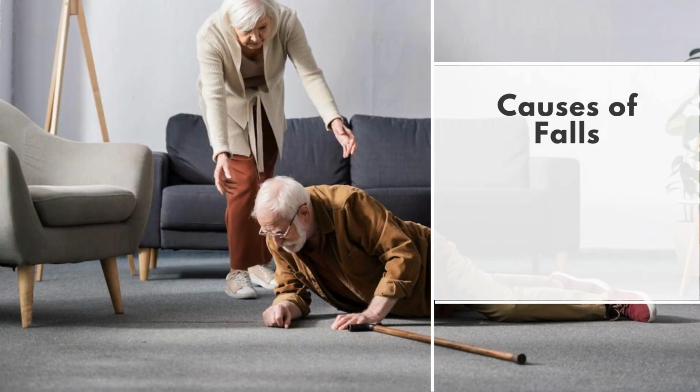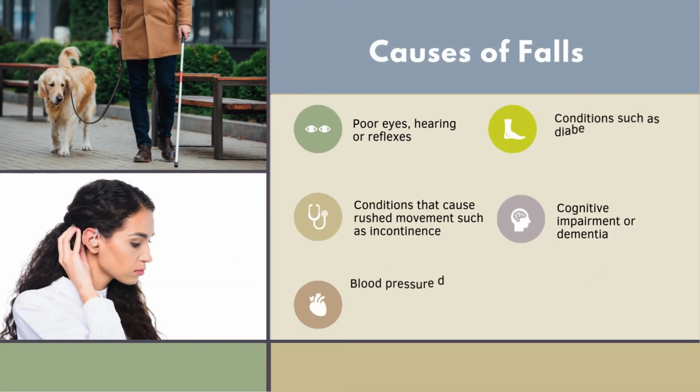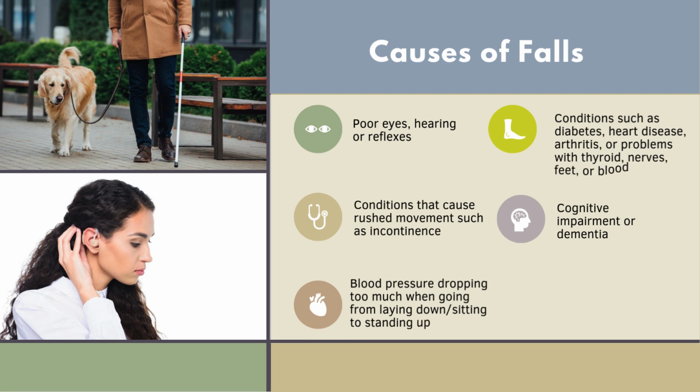Next, let's discuss some of the different causes of resident falls. One of the causes of falls is poor eyes, poor hearing, or poor reflexes. Conditions such as diabetes, heart disease, arthritis, or problems with thyroid, nerves, feet, or blood vessels can also affect your balance and lead to a fall. Conditions that cause rushed movements, such as incontinence, may also increase the risk for falling. Adults with mild cognitive impairment or certain types of dementia are at a higher risk for falling. Blood pressure dropping too much when going from laying down or sitting to standing up can also lead to a fall.